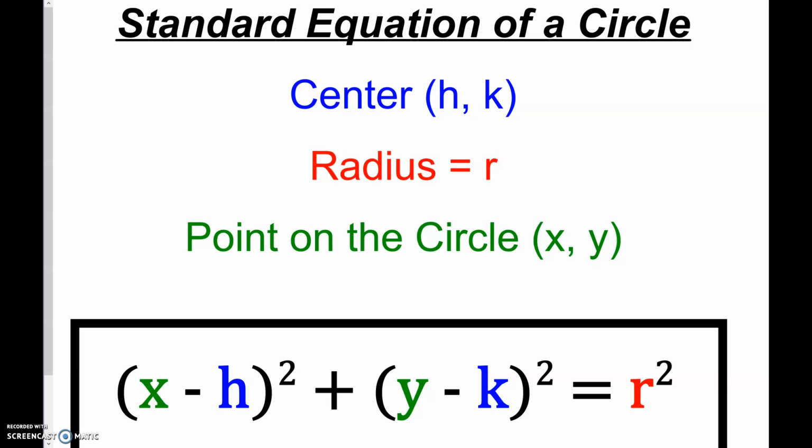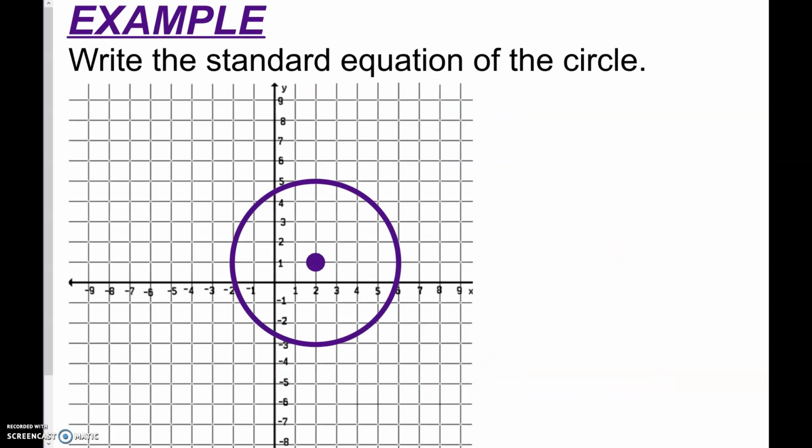Okay, so here is the general standard form of a circle. The center is at (h, k), so we get it right from here. Remember that these negative signs in here mean it's going to be the opposite. And (x, y) is just a point on the circle, and r is your radius. Okay, this is the general form. Now, let's see if we can take a graph and write the equation.